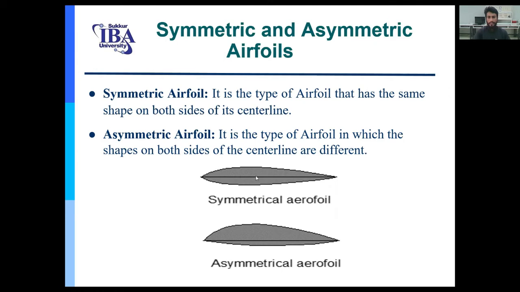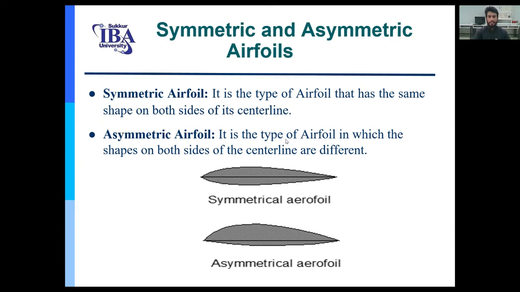This is the center line. It is also called chord length. If we cut this airfoil into 2 pieces from the center, then it is converted into 2 same shapes. So such types of airfoils are called symmetric airfoils.